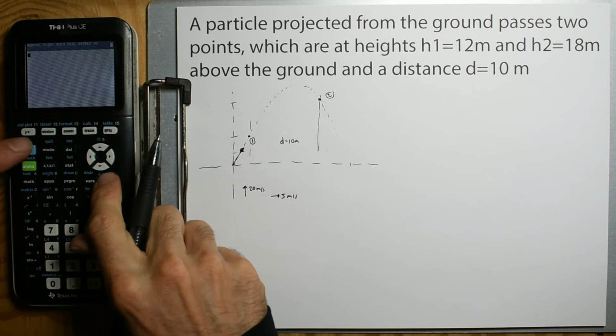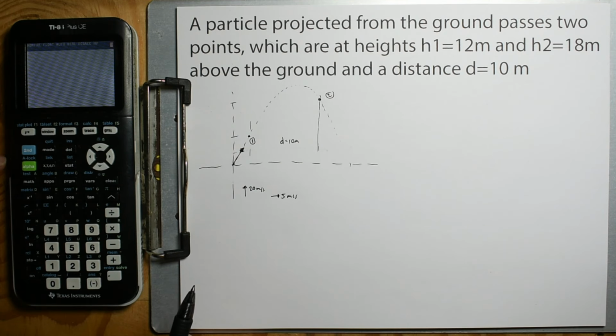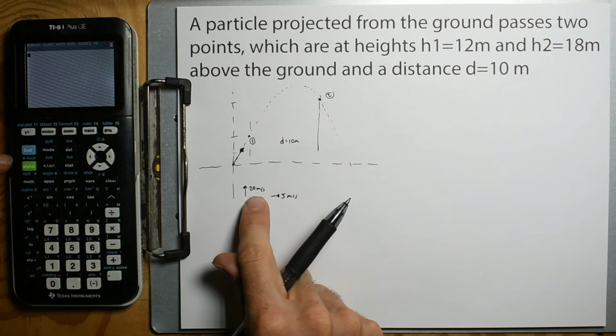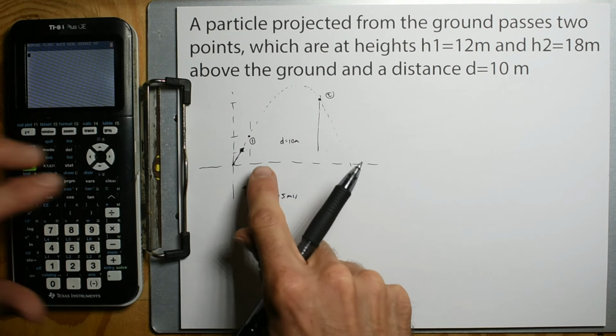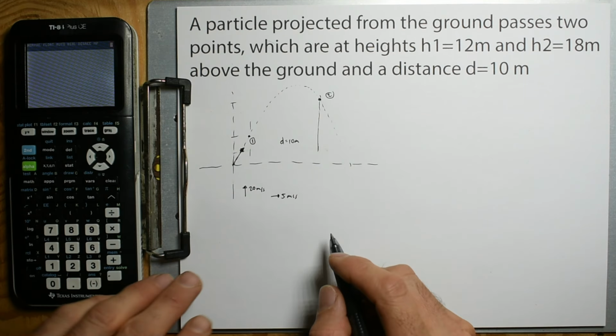And then let's try to get equations for trying to hit these points. So if we're 20 meters per second up, let's figure out the equation it takes to get to 12 meters, this point 1.